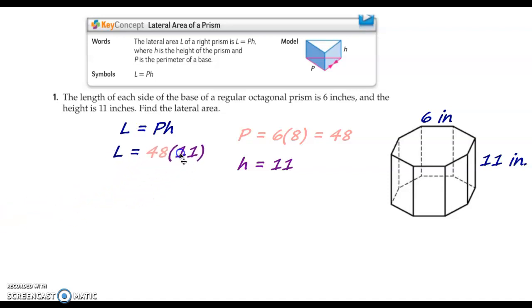So now we're just going to take those values and substitute them into our formula. So I have the lateral surface area is equal to 48 times 11, or the lateral surface area is equal to 528 inches squared.